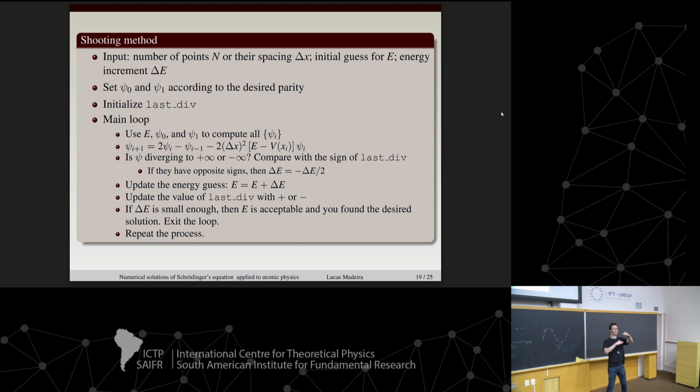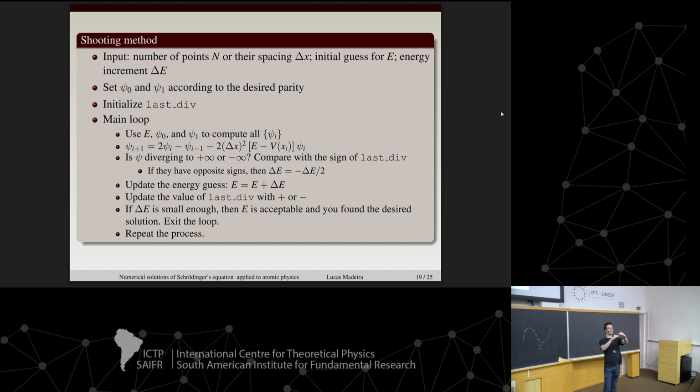If I stopped here, I could have a precision of delta E on where my energy is. But if we do this here, we are going to improve on that. I substitute my value of delta E with delta E over 2 and flip the sign. So what does that mean? I started with 0 and I was going up in the energy. At some point, I found the ground state. I went over it, so my ground state is between here and here. Then I say, okay, I was going up and it's between here and here, so let me go to the middle now and start going down.